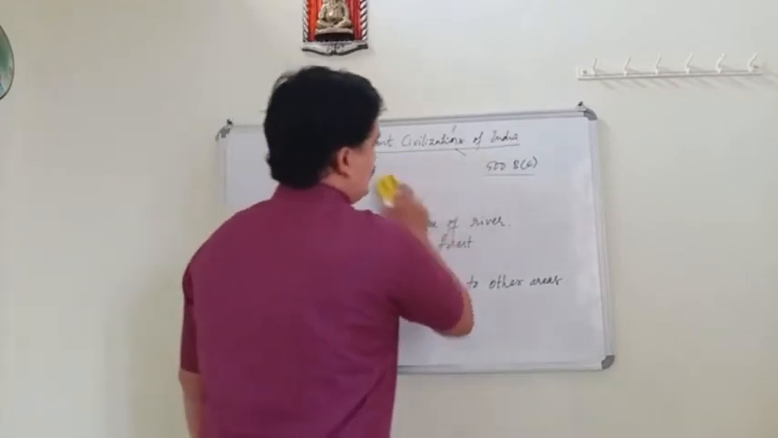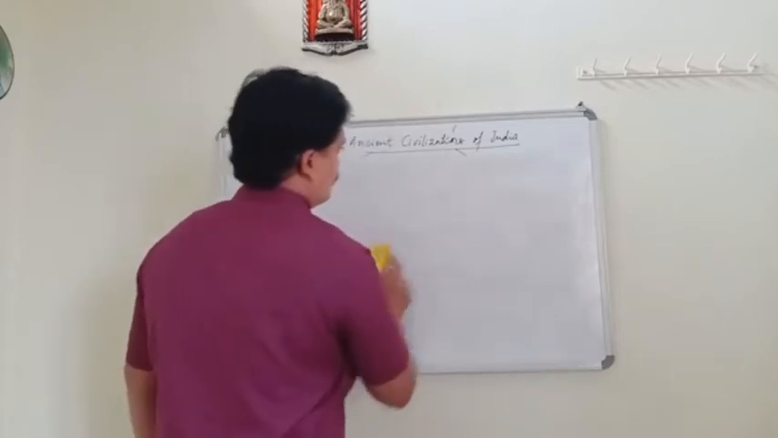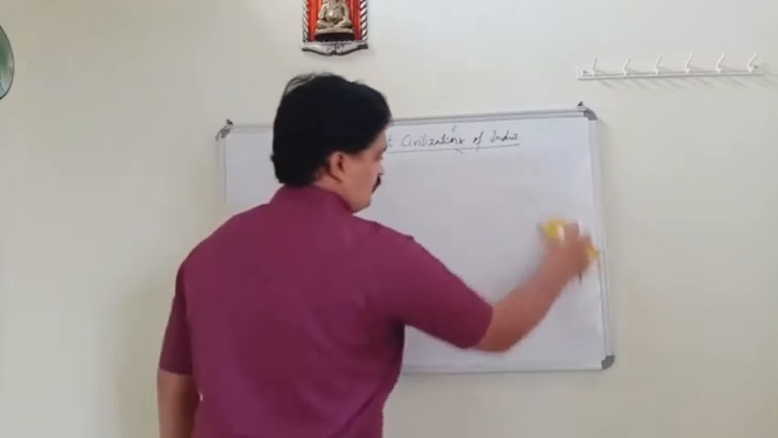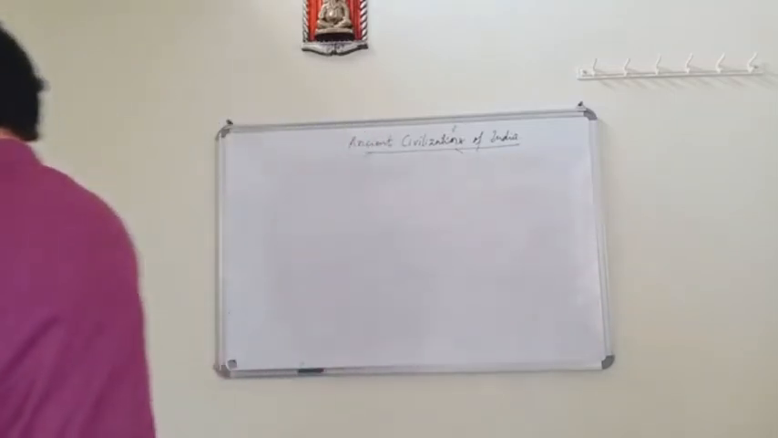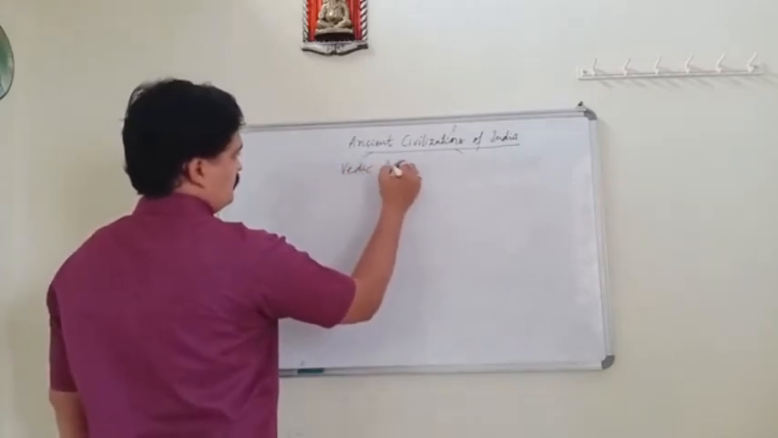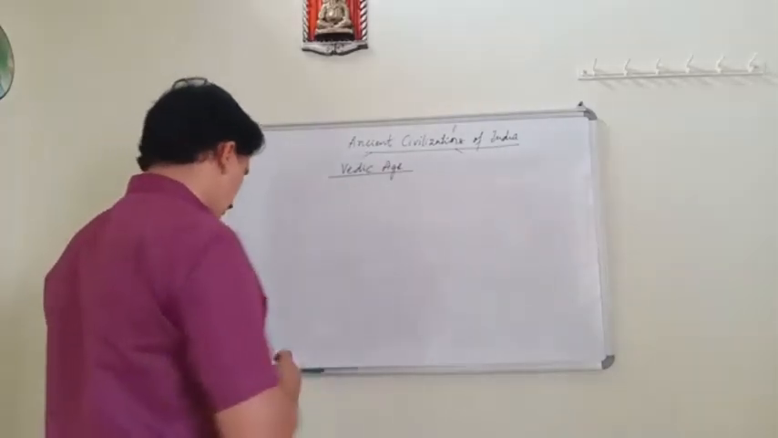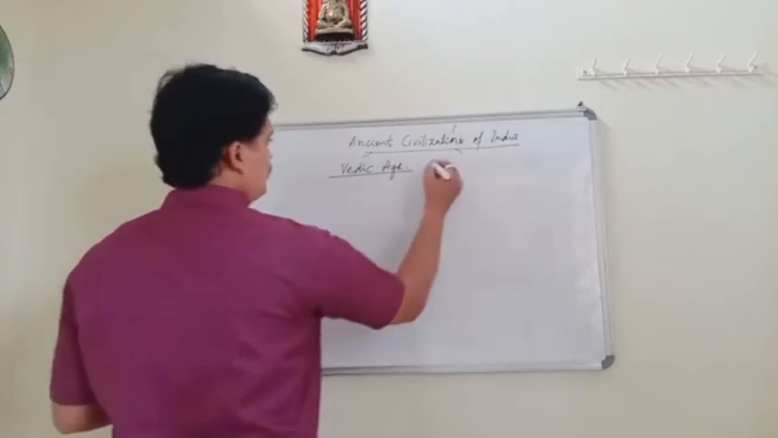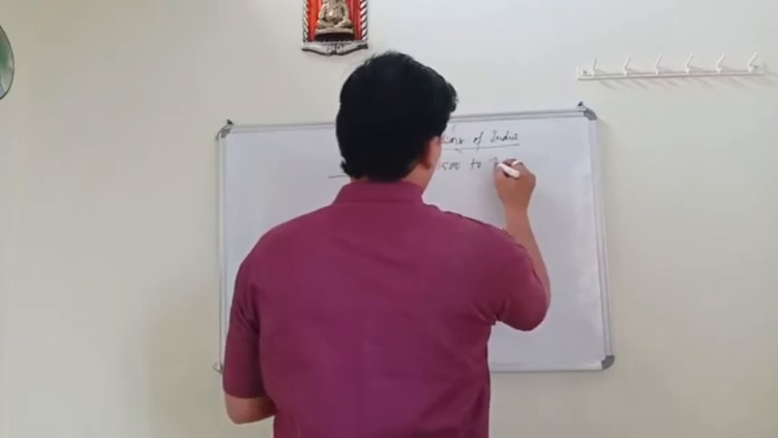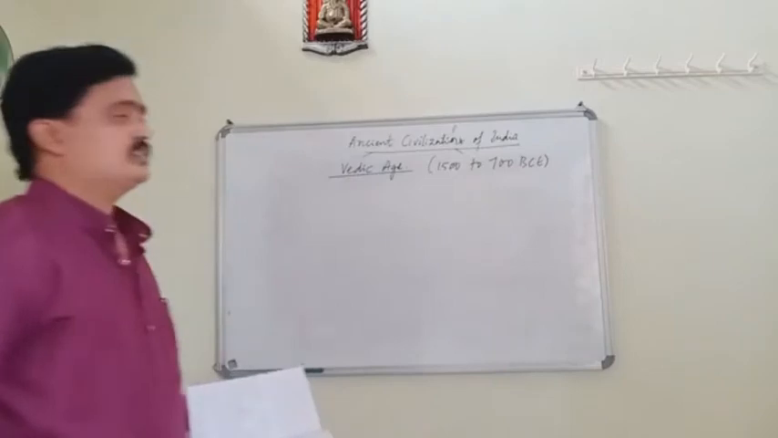Okay, next we are going to move to one more important thing of this ancient civilization of India, that is the Vedic Age. I have already told you the period of the Vedic Age: 1500 to 700 BCE.